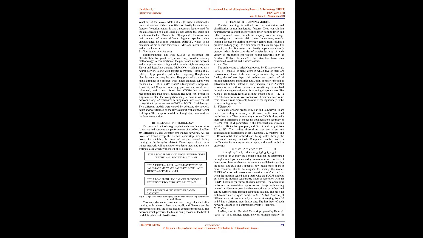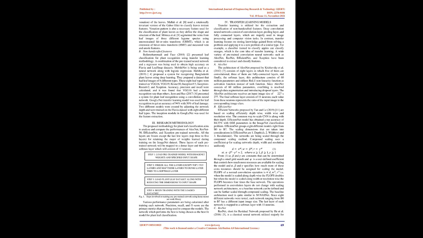Gian and Re, 2017 [6] presented a system for plant leaf recognition using a convolutional neural network. The EfficientNet transfer learning model was used for leaf recognition to get an accuracy of 94% with 30% of leaf damage. 2 different models were created by adjusting the network depth and were trained on the Flavia dataset with 8 different leaf types. The Xception module in EfficientNet was used for the feature extraction.